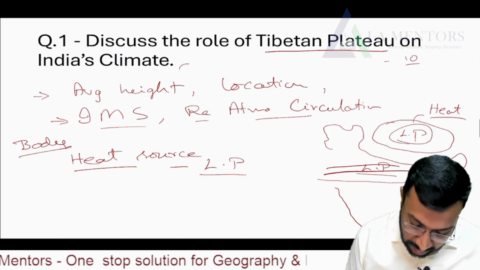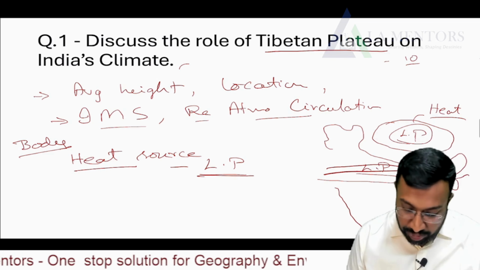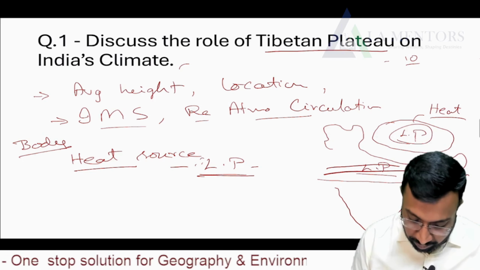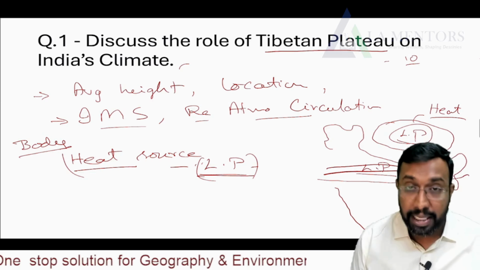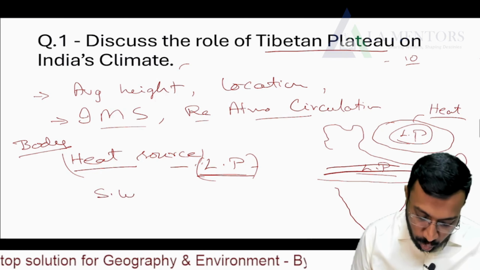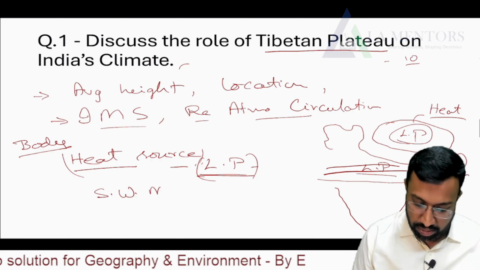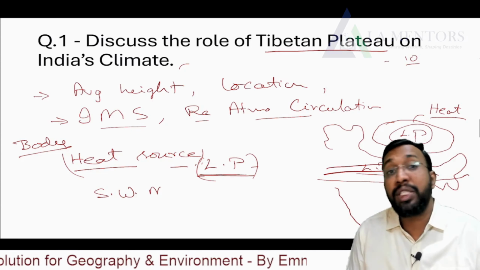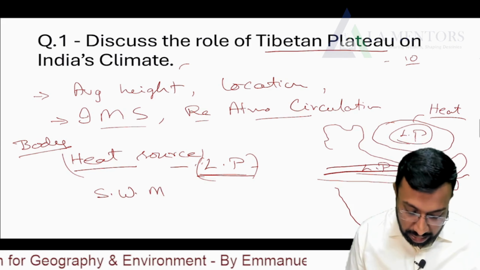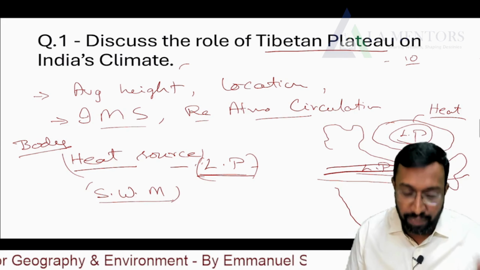So heat source, presence of low pressure belt and presence of low pressure conditions within the Tibetan highlands, these low pressure words acting as a heat source can be your keywords, and bring in a good amount of southwest moisture laden winds. These are your keywords in your first part.